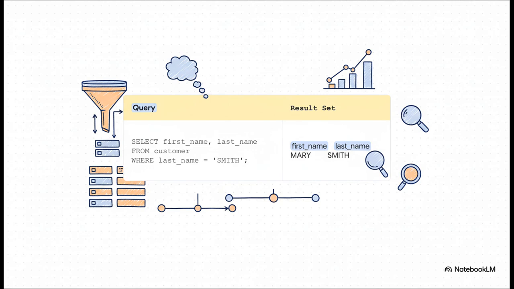And here's a perfect example of a real query. We're telling the database SELECT the first name and last name columns. Do it FROM the customer table, but only give me the records WHERE the last name is Smith. The database zips off, finds Mary Smith, and gives us back just the info we asked for. This little temporary table it creates is called a result set.